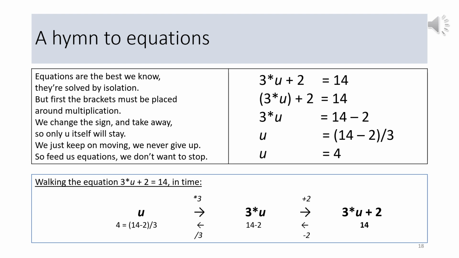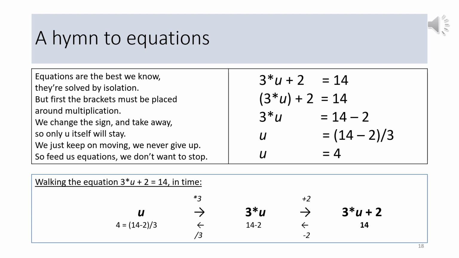The equation is 3 times u plus 2 equals 14. First, the brackets must be placed around multiplication: 3 times u, plus 2 equals 14. Then we change the sign, and take away, first 2, then 3, so only u itself will stay. So the unknown u now may be found as 14 minus 2, divided by 3, which is 4.